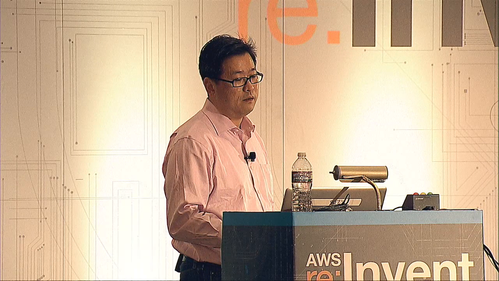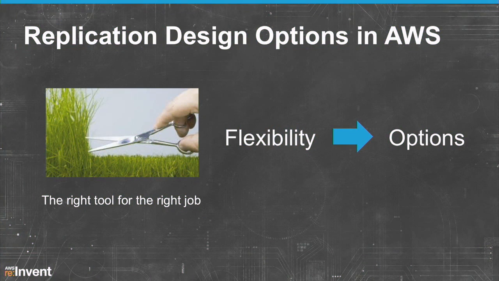So at the end of the day, for the replication design options, you really need to understand the right tool and pick the right tool for the right job. You also need to be able to design these systems in a flexible infrastructure. Flexible means you have a lot more options, right? The more options you have, the more design choices you're going to have, and the better you can change and adapt as your requirements change.